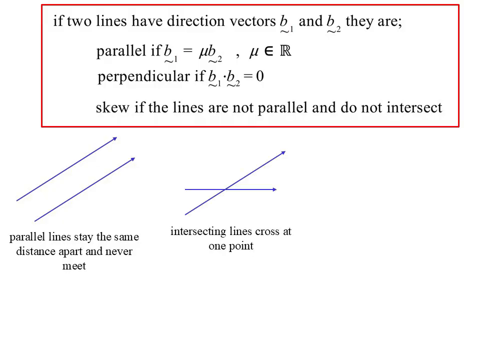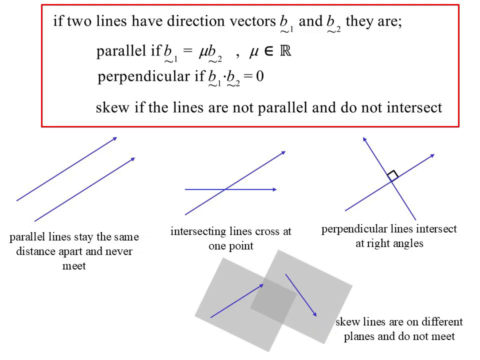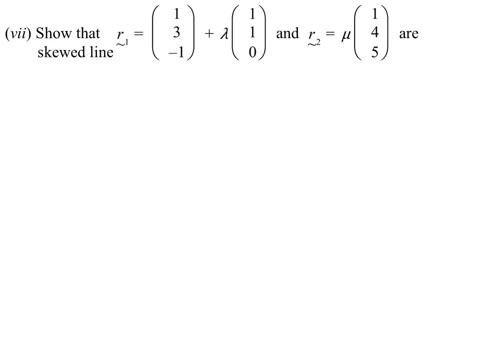Okay, that's fine. We have intersecting lines. They will cut each other. And of course, we have perpendicular ones that intersect at right angles. But now we have this type of situation. See, I've got these lines, they're on parallel planes, but the actual lines themselves are not parallel. Yet they don't meet because they're on parallel planes. So that's what we call skew lines. I want to show that this first line is skew to the other line.